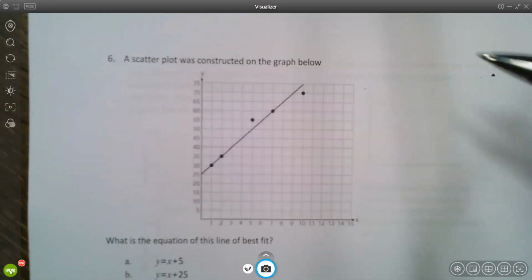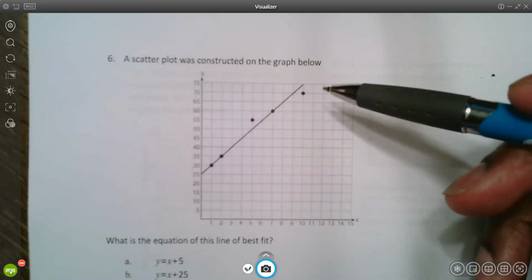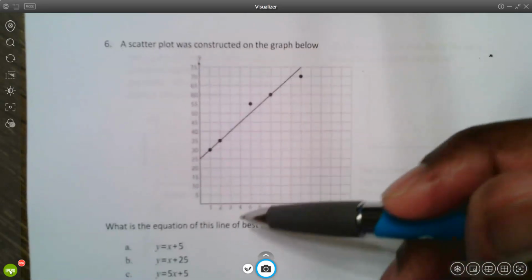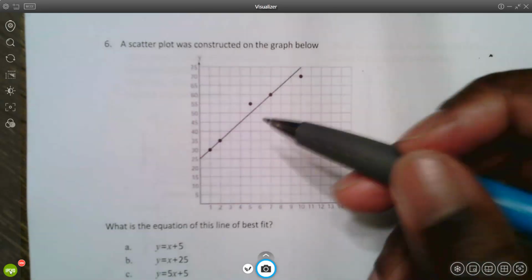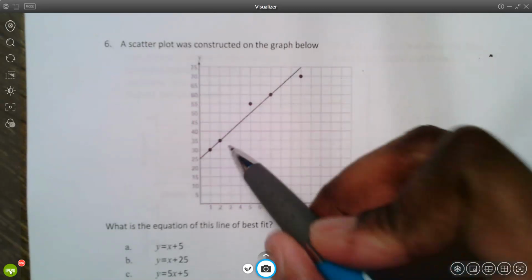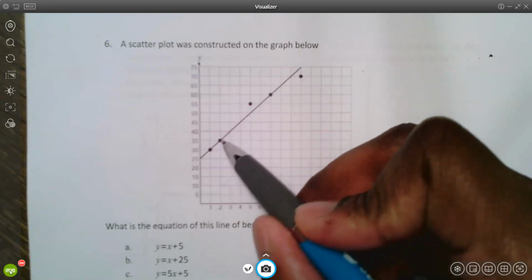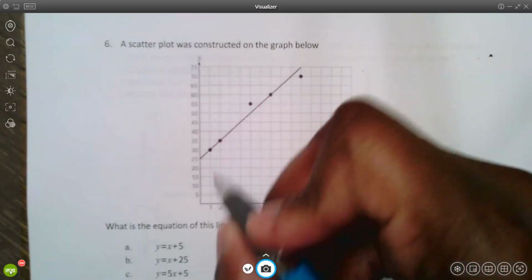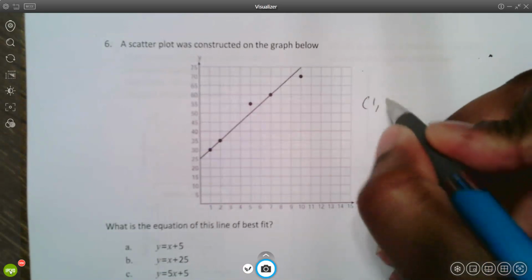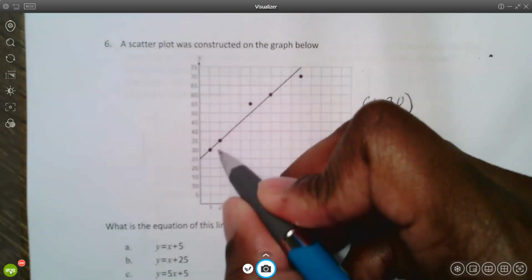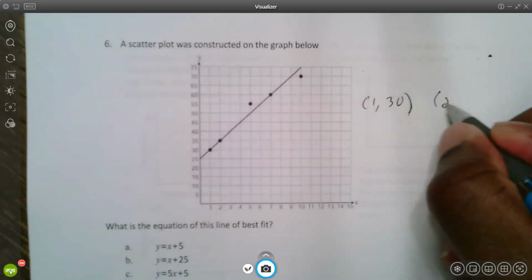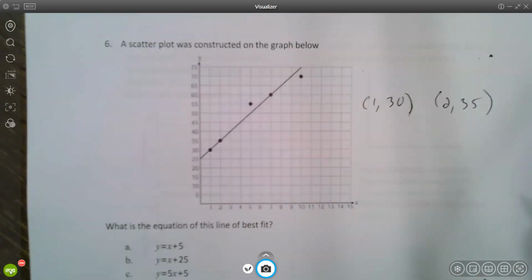Number 6 says the scatter plot was constructed on the graph below. What is the equation for the line of best fit? To write the equation for the line of best fit, you need 2 points on that line, and these are 2 perfectly good points to choose. That coordinate is at 1, 30, and the other coordinate is at 2, 35. I'm going to tell you 2 ways.